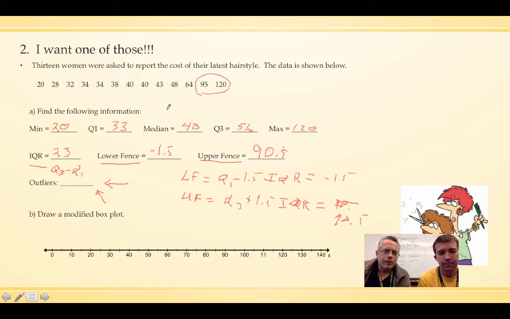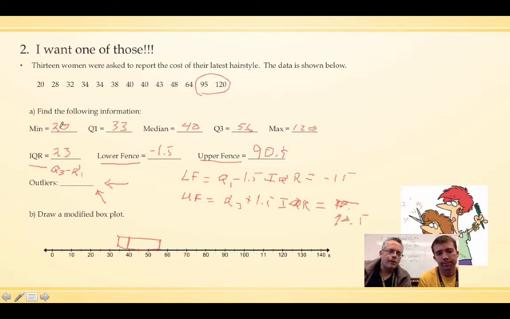We're going to draw in the minimum. I like throwing in Q1, so 33 is about right here. The median is 40. It's right here. I'm doing the box part first. And Q3 is 56, a little bit above 55. Those are the middle 3. And the width of this box is the IQR. The middle half of the data is in here.